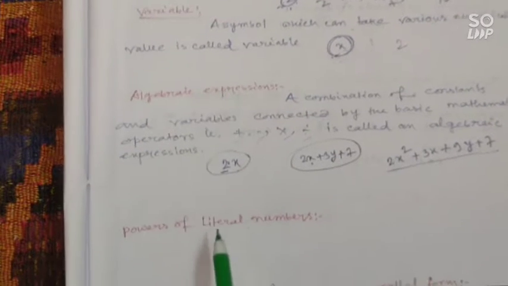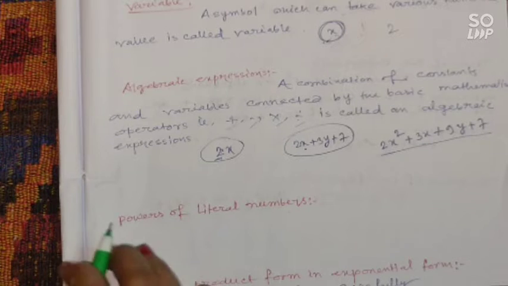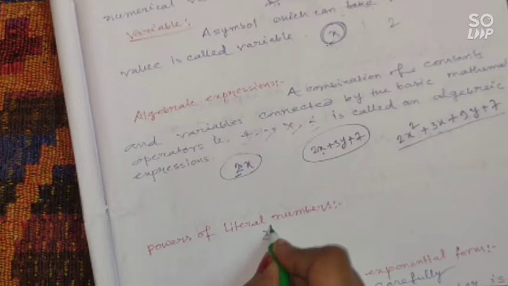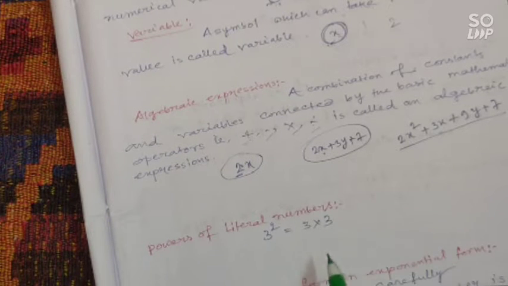Next topic is power of literal numbers. It is already familiar to you what is power. You have learnt about the power of numbers. If I write here 3 square, that means here 3 is multiplied 2 times. So we can write this as 3 raised to the power 2. If I multiply 3 ten times, we can write that as 3 raised to the power 10. But now we will learn about the power of literal numbers.